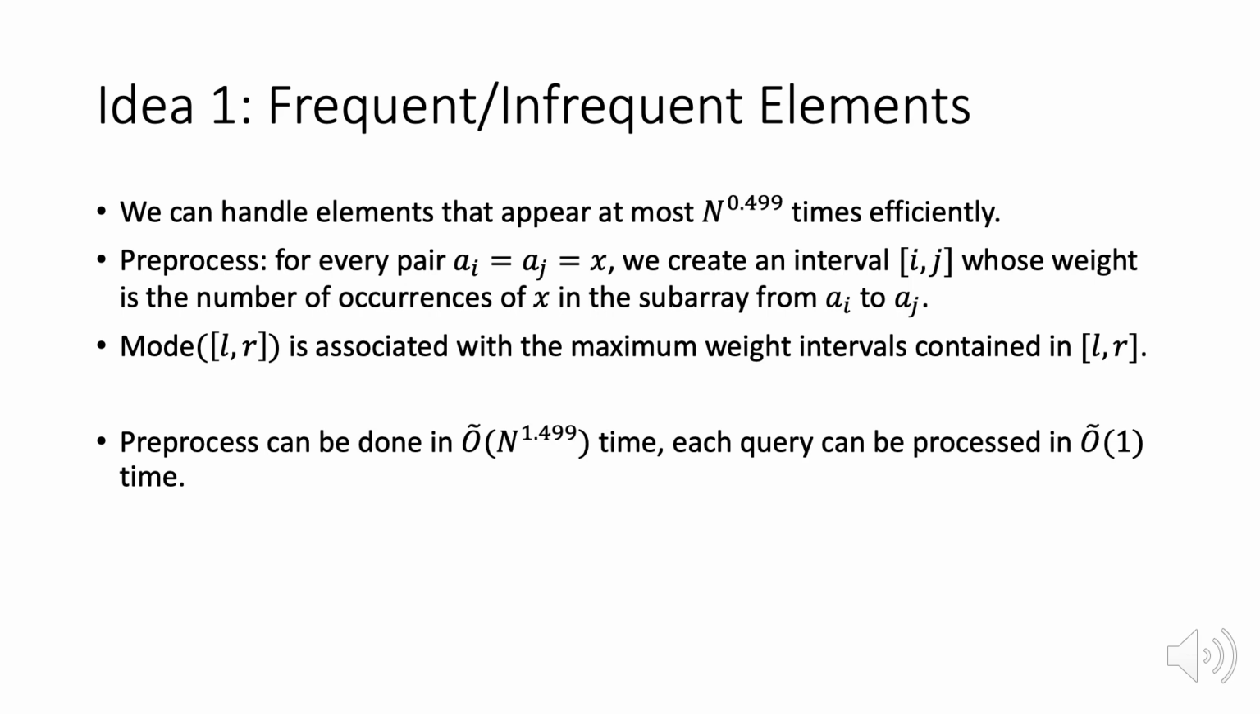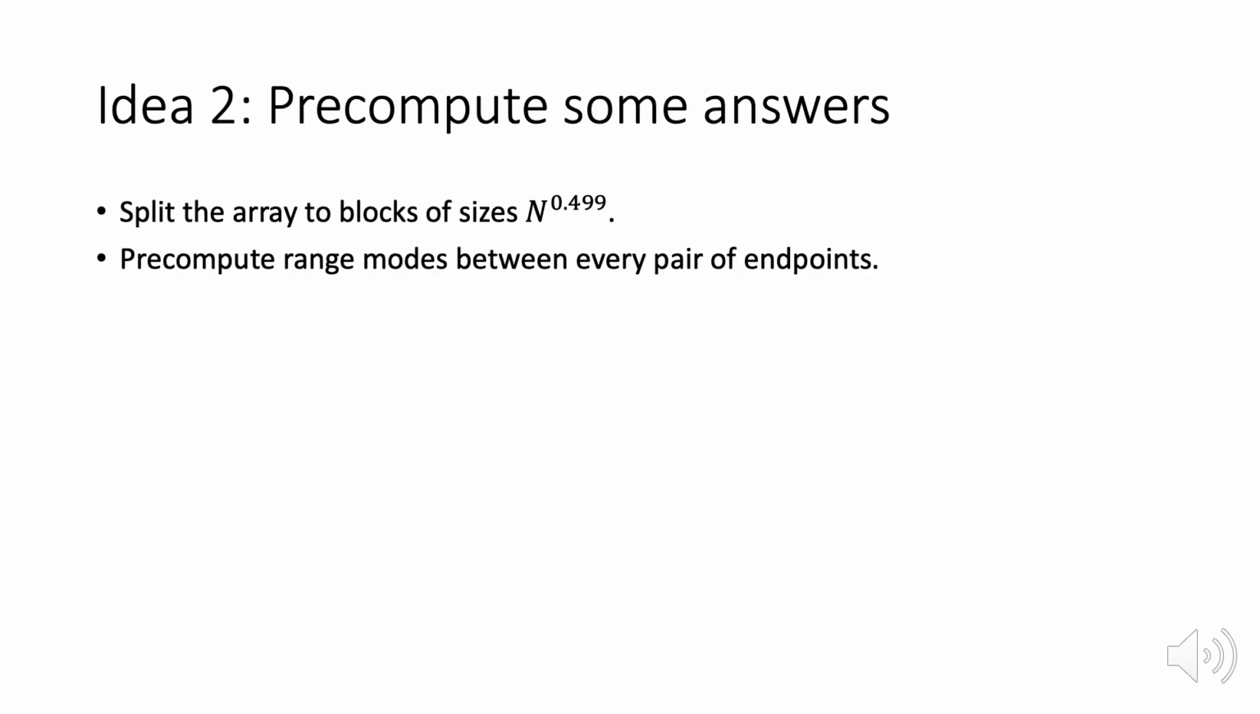Since we only do this for infrequent elements, we will create at most n^1.499 intervals. Therefore, we can use some data structure to maintain them efficiently, and thus this preprocessing can be done in Õ(n^1.499) time, and each query can be answered in Õ(1) time. The second idea is to pre-compute some range mode queries for some fixed intervals.